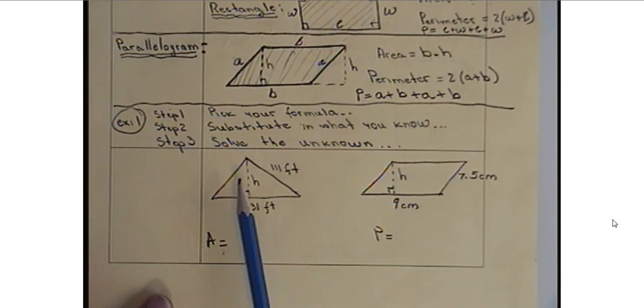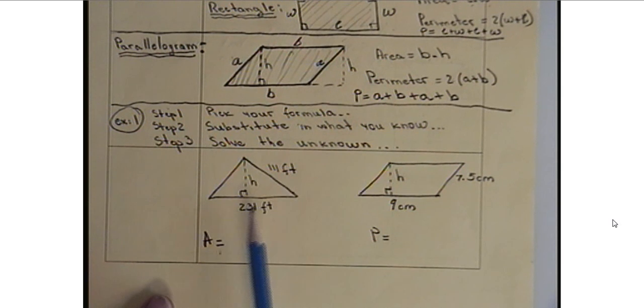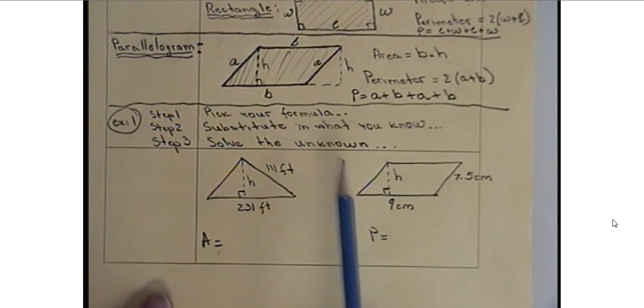Step 2, substitute with what you know. You will have been given some numbers, so substitute everything you know into the formula. Of course, use the right substitution numbers. You've got to be careful with that. In step 3, we will solve for the unknown part of this formula.